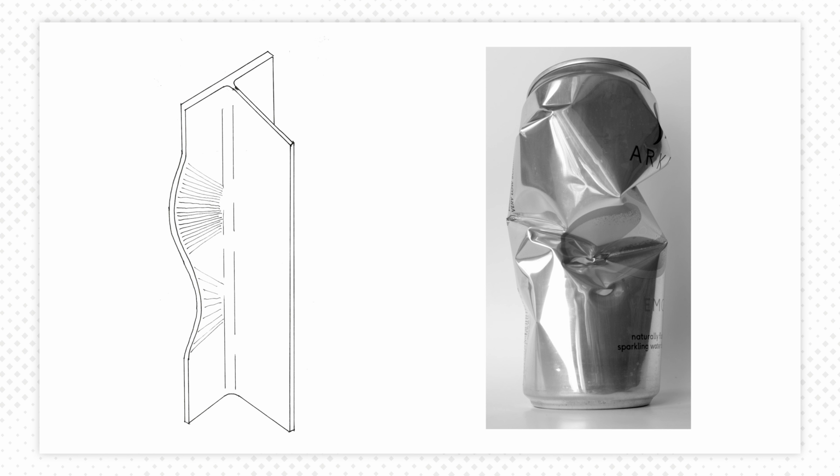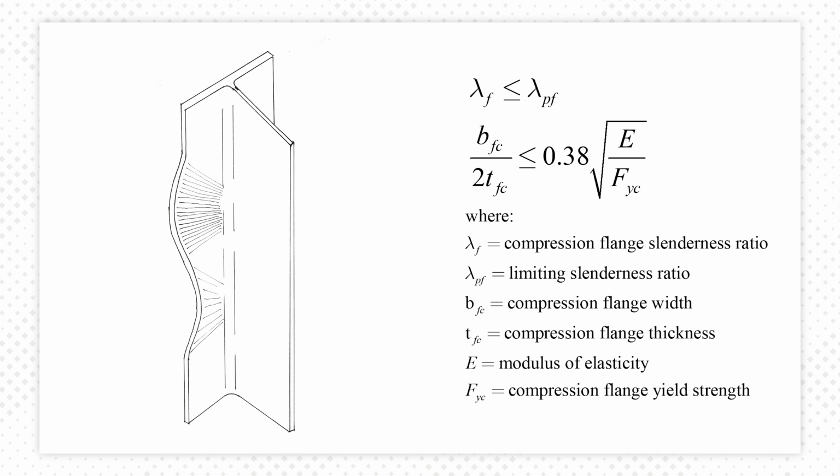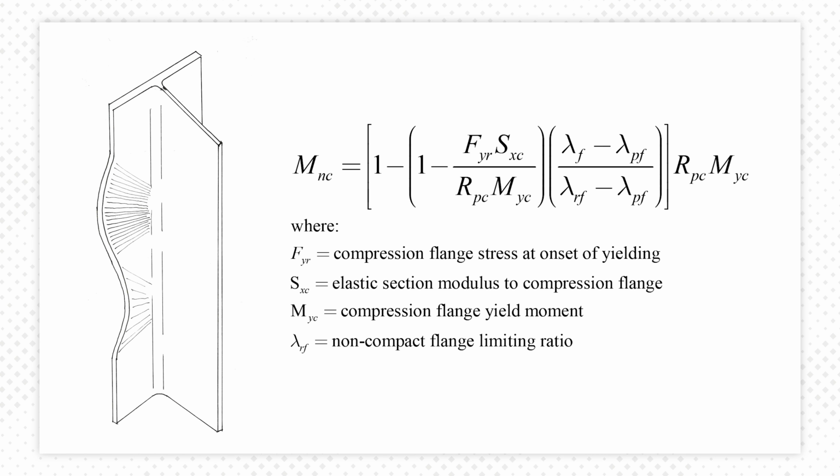Local buckling occurs when compressive forces in slender elements overcome the stability of the member. When the compression flange slenderness ratio is below the following relationship, local buckling won't occur. If it is larger, the nominal flexural resistance of the member is given by this equation.